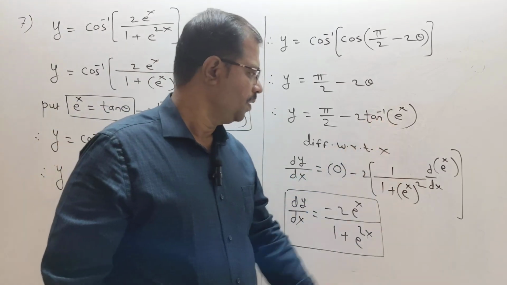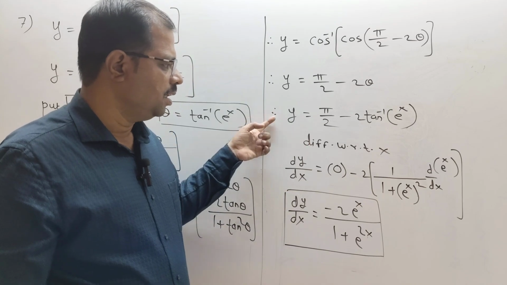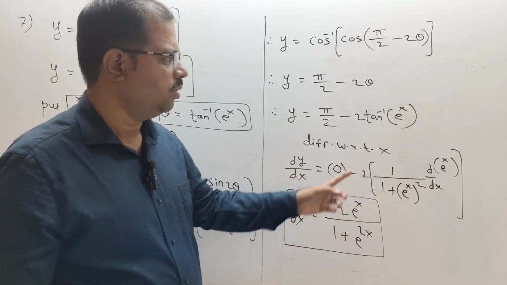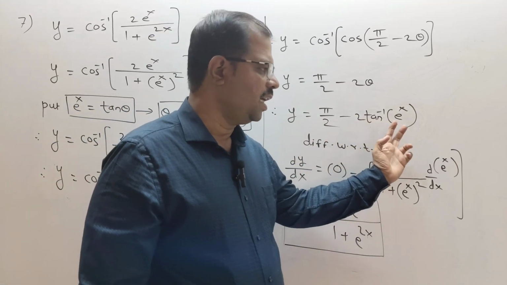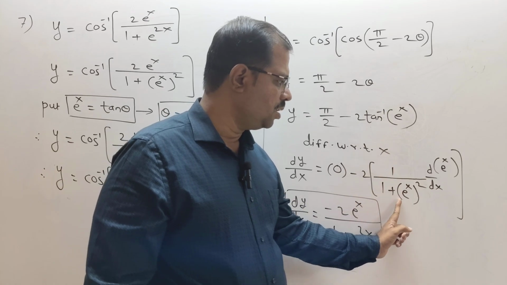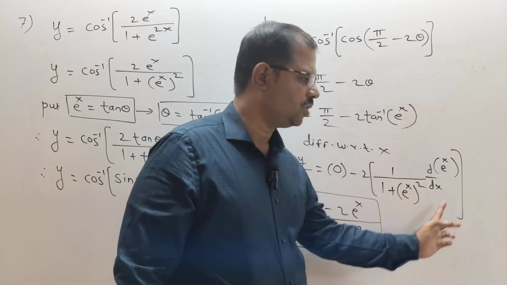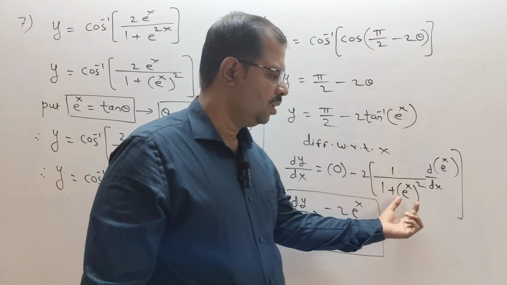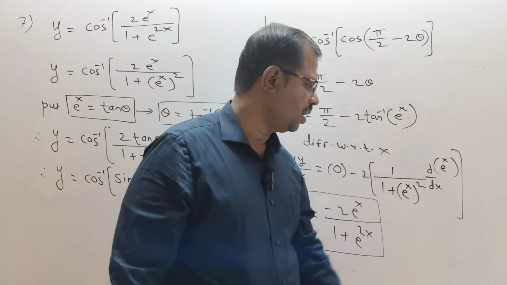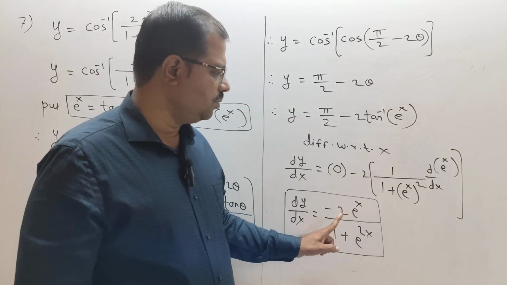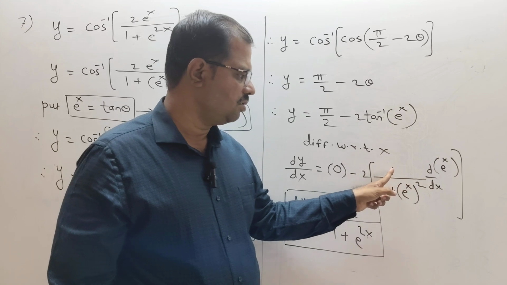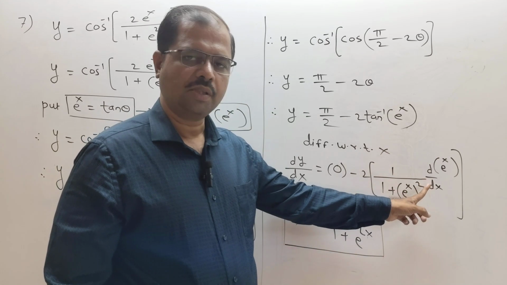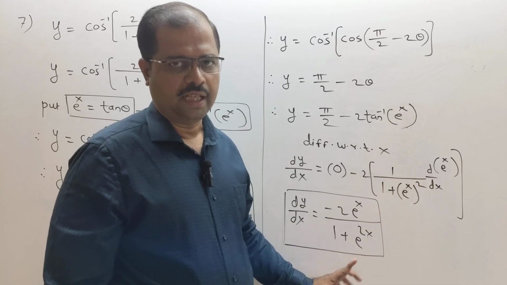This is a composite term. Now differentiate with respect to x. Derivative of y, dy by dx. Derivative of pi by 2 is a constant term, it is 0. Minus 2 as it is. Derivative of tan inverse of some term is 1 upon 1 plus that term square into derivative of this term, right in numerator. Therefore, minus 2 into 1, derivative of e raised to x is e raised to x, into 1, e raised to x upon 1 plus e raised to 2x. Now write e raised to x bracket square as e raised to 2x, this is the answer.